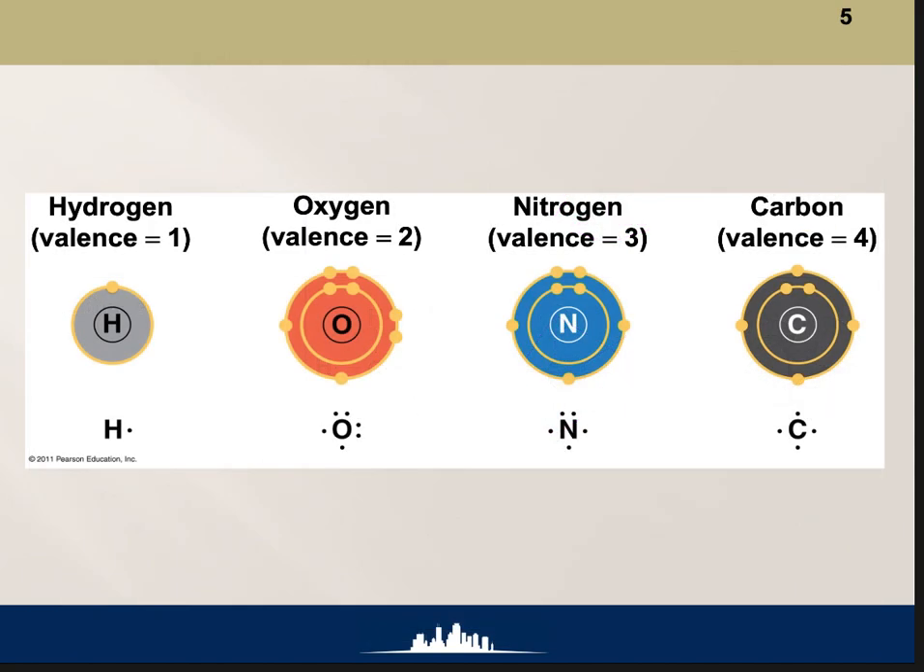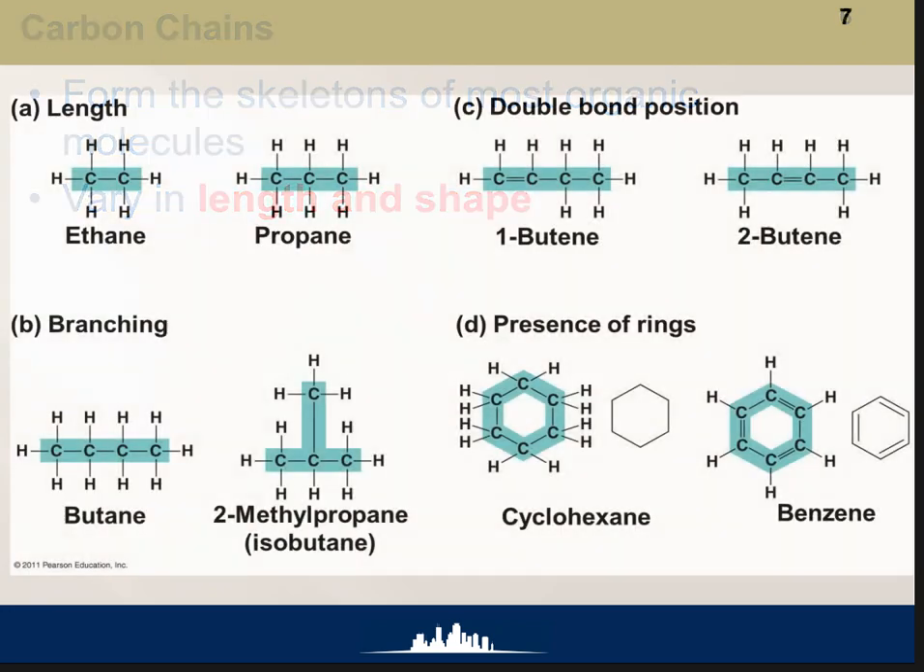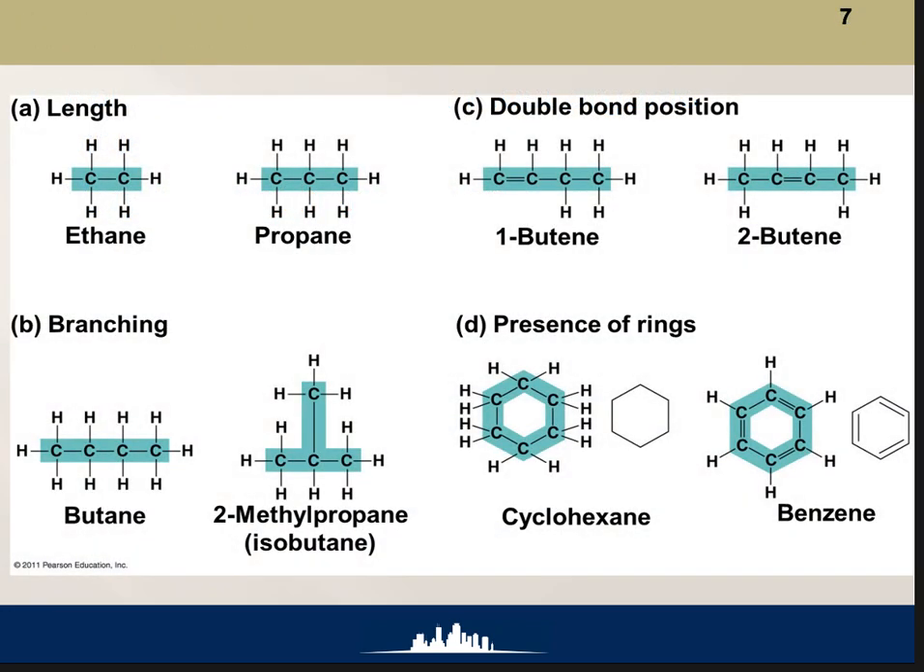And it goes back to understanding valence electrons. So when we have hydrogen, oxygen, nitrogen, and carbon, we can quickly see that the outer shell in carbon has only 4, so 4 on the dot diagram. This is going to be really helpful to form the skeletons of these organic molecules. And these carbon chains are going to vary in length and shape.